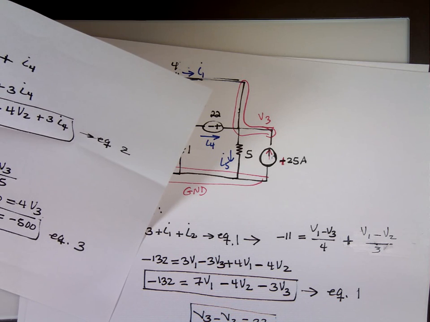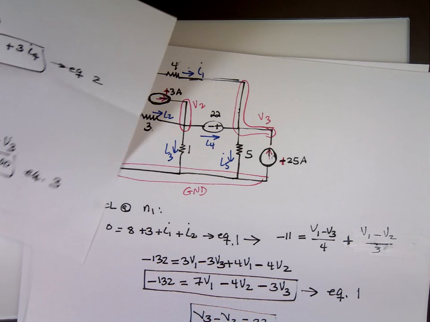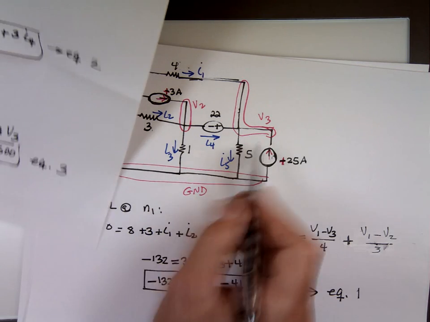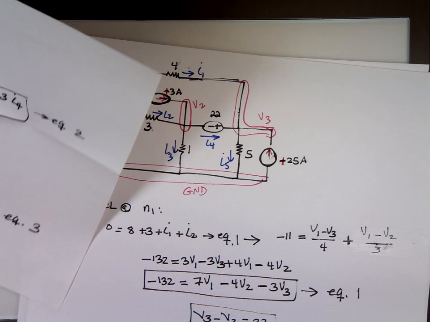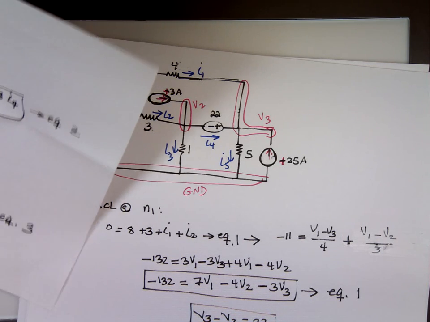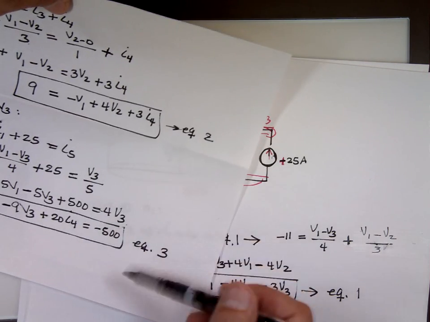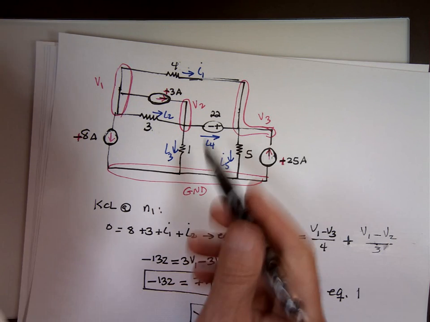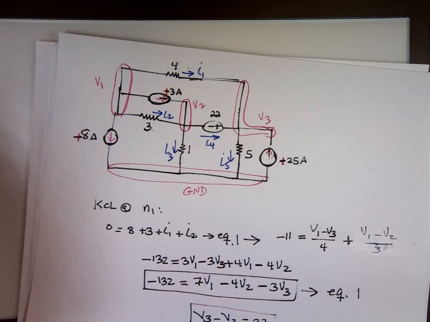So it looks ugly there. Is there an easier way when you have a problem like this? And the answer is yes. A little bit easier. Instead of dealing with 4 equations by 4 unknowns, I can solve this with 2 equations by 2 unknowns. How?